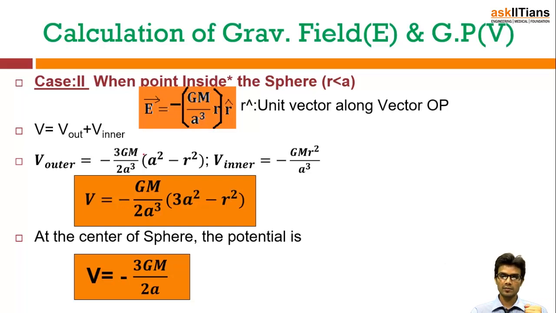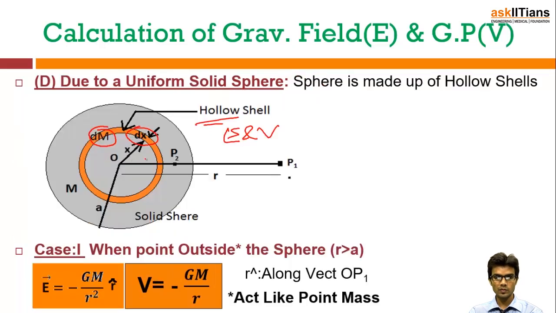And the next is V. For an inside point, V can be represented as V out and V inner, like this. Let us consider this is the point when r is smaller than a. In that case, this is the one case and this is the other case. So this is the V in, this is the V out. So we have to add this, then we will get V total.